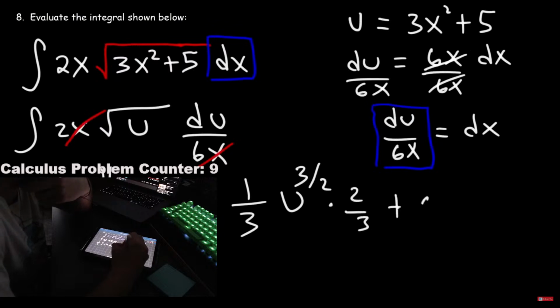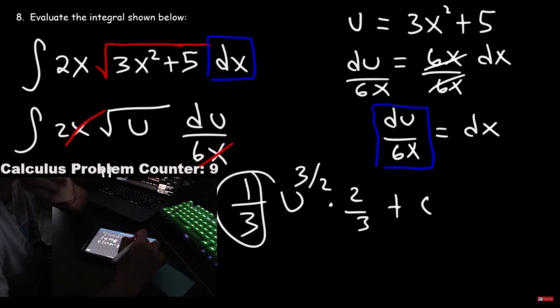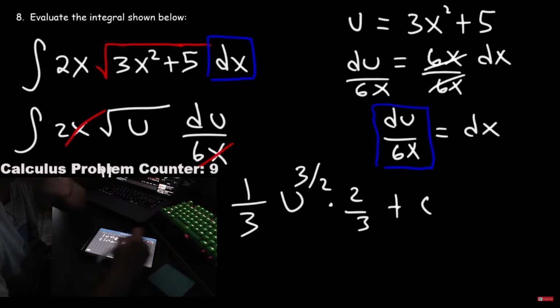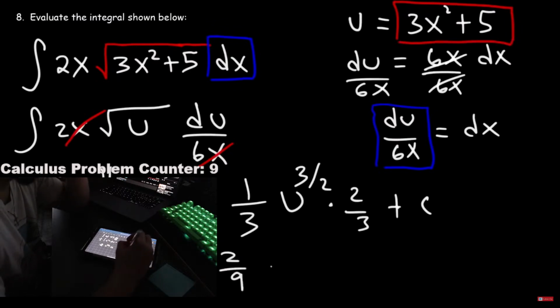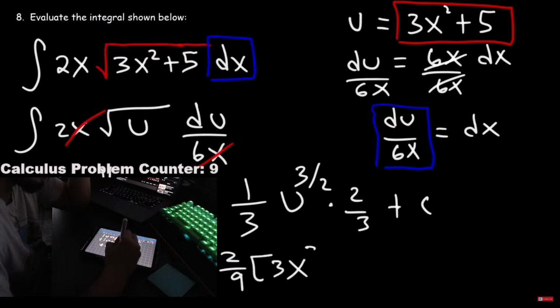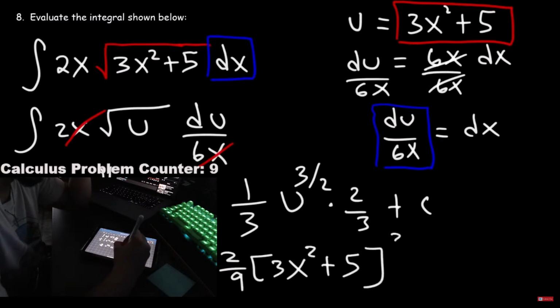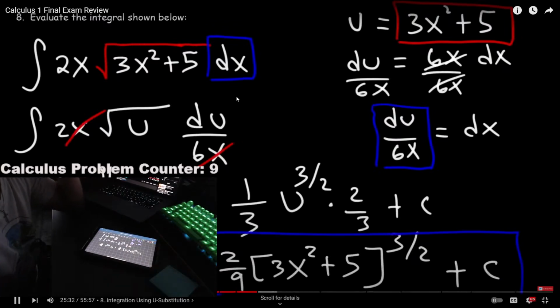And don't forget to put plus c. So multiplying these two fractions, it's going to give us 2 over 9, and then we'll have u to the 3/2 plus c. Now our next step is to replace u with what we have here, 3x squared plus 5. So the final answer is 2 over 9, 3x squared plus 5, raised to the 3 over 2 plus c. So that's how you can use u substitution to find the antiderivative of certain functions.